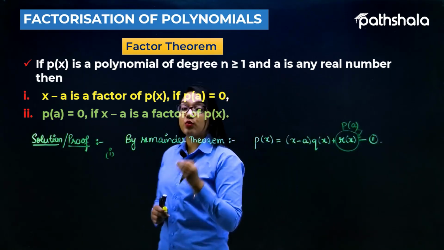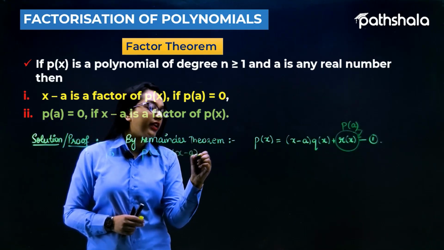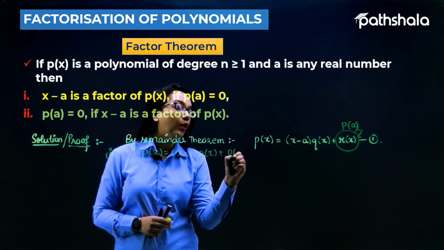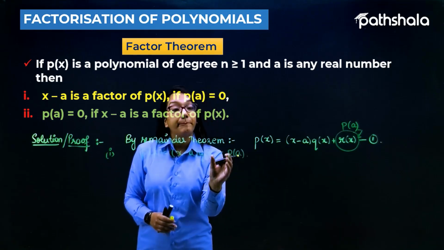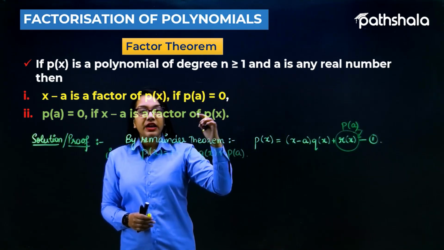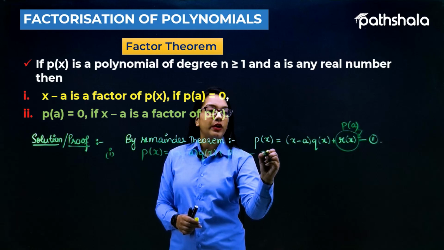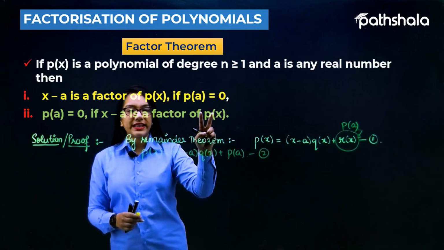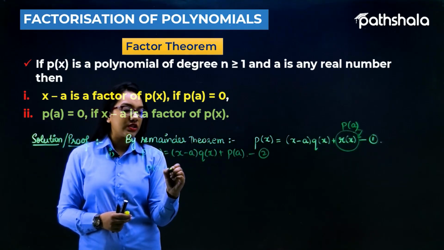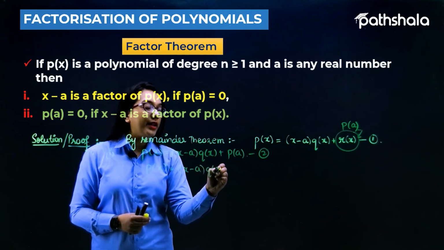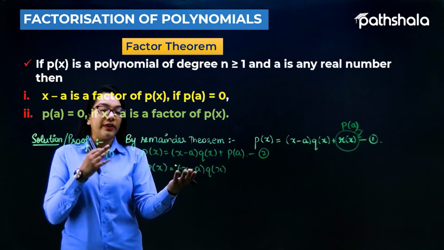So in place of r(x), we can write p(x) equal to (x minus a) times q(x) plus p(a), where p(a) is the remainder by the remainder theorem. It says that p(a) is equal to 0. Now let's substitute p(a) as 0 in this equation, which I am calling equation number 2. So it will be p(x) equal to (x minus a) times q(x) plus 0, and anything added to the number 0 remains the same number again.